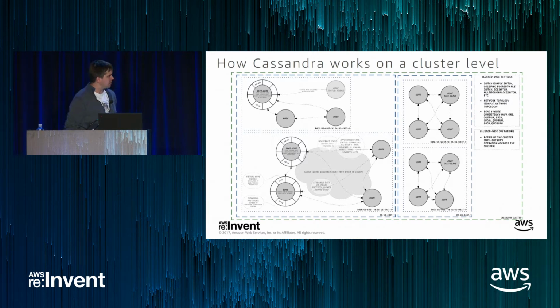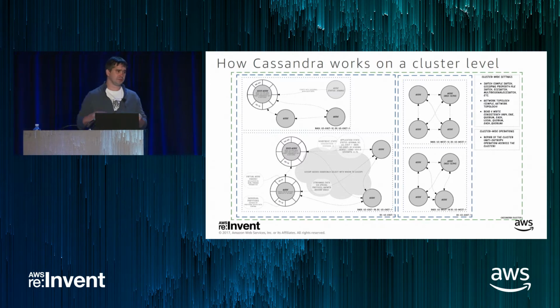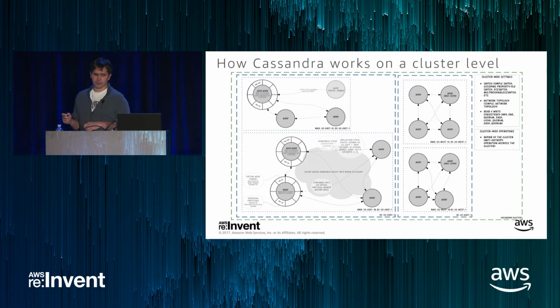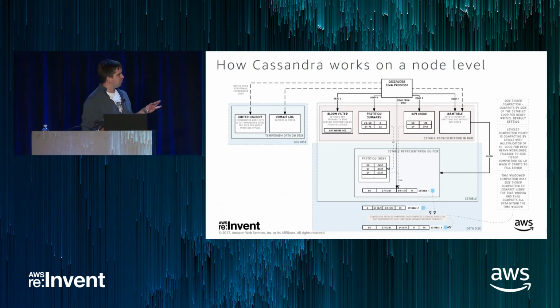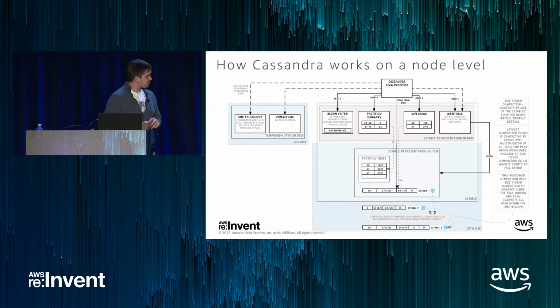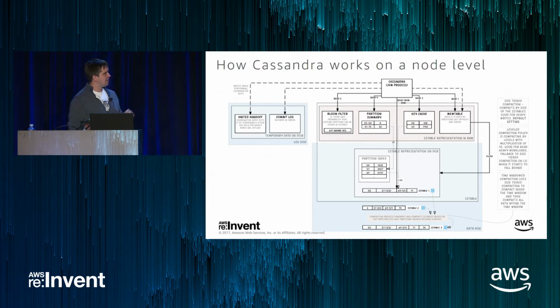And the nodes are interacting with each other with the use of gossip protocol, and they're actually gossiping around the state of the cluster and where the data resides on the nodes. So, how Cassandra works on the node level. This diagram shows both reads and writes for the node. So solid lines are for reads and dashed lines are for writes.